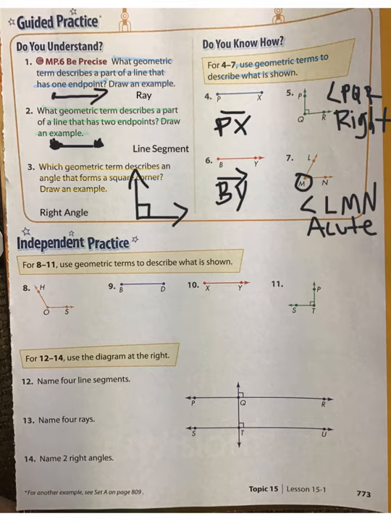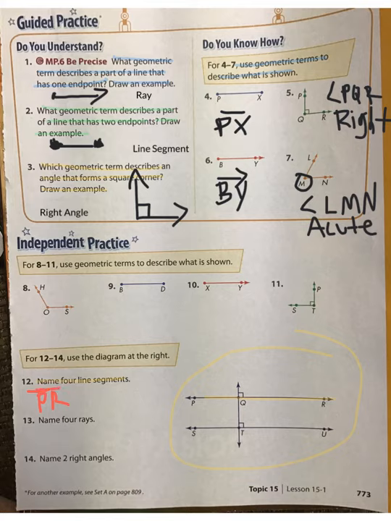I do want to show you 12 real quick, just so you understand what you're supposed to do. On number 12, it says name 4 line segments. So if you look at this right here, you can pick any 4 line segments. For example, we have line segment PR. So you would just label that one line segment PR.